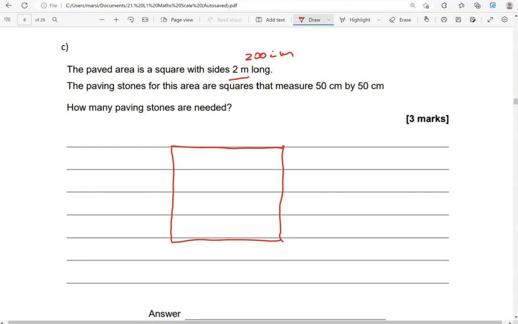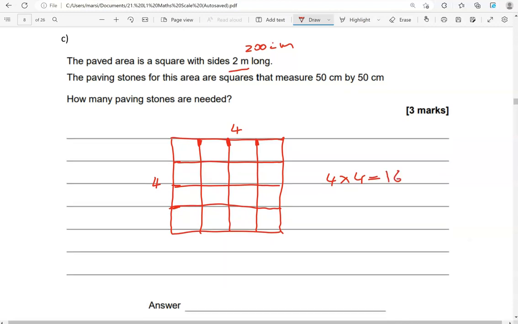It's 4 of them. So you can imagine 4 along the length and 4 along the width. So it will look like this. 4 times 4 is 16. So 16 paving stones are needed.